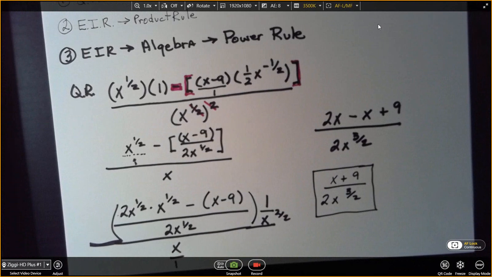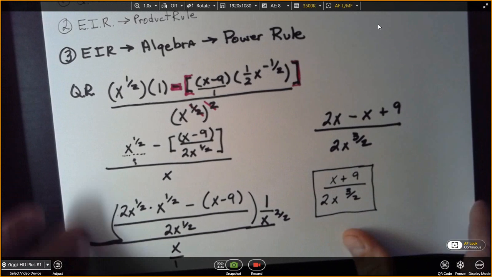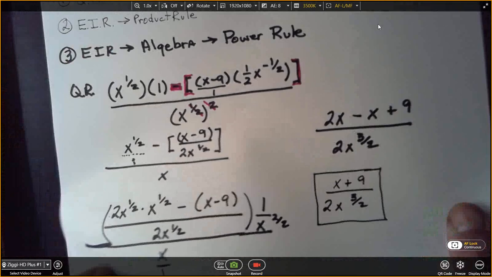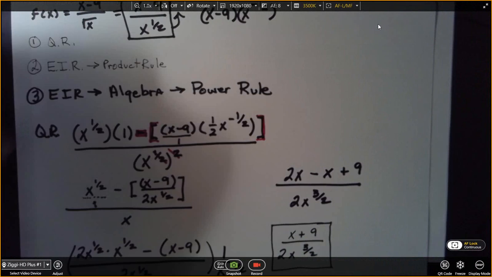That's your answer. Alright, now that's when we use the quotient rule. Now let's use the inverse rule of exponents. Let's move the denominator up to the top and see what happens.